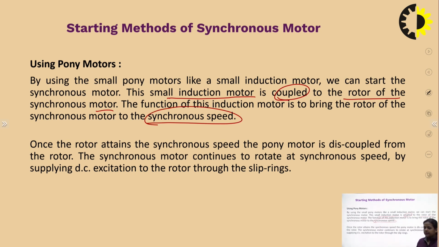Once the rotor attains the synchronous speed, or we can say the magnetic locking is established, the pony motor is decoupled from the rotor. The synchronous motor continues to rotate at synchronous speed by supplying DC excitation to the rotor through the slip rings.